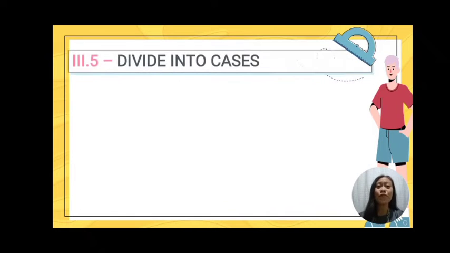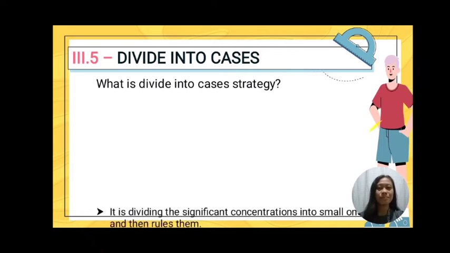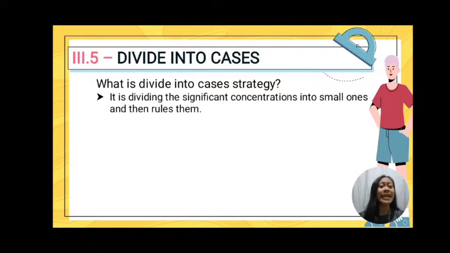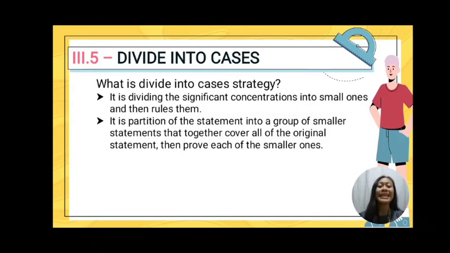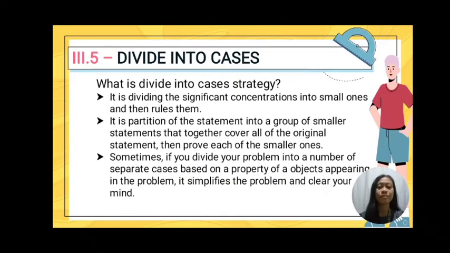What is divide into cases? Divide into cases strategy, it is dividing the significant concentrations into small ones and then rules them. It is a partition of the statement into a group of smaller statements that together cover all of the original statement, then prove each of the smaller ones. And sometimes, if you divide your problem into a number of separate cases, based on a property of a subjects or objects appearing in the problem, it simplifies the problem and clear your mind.